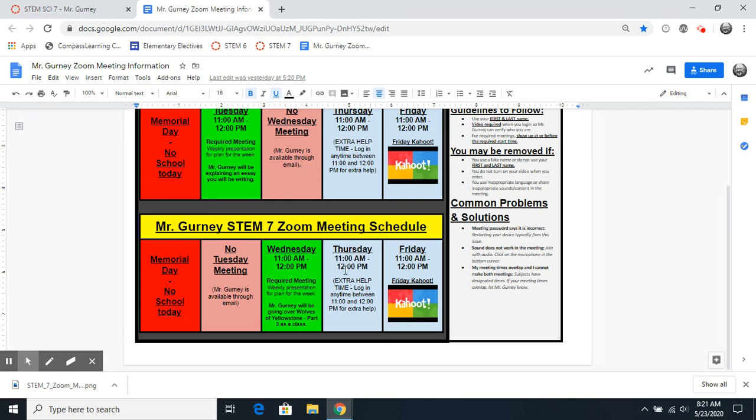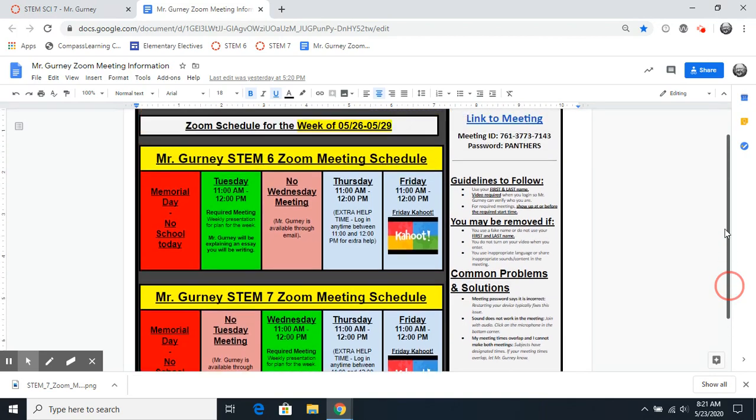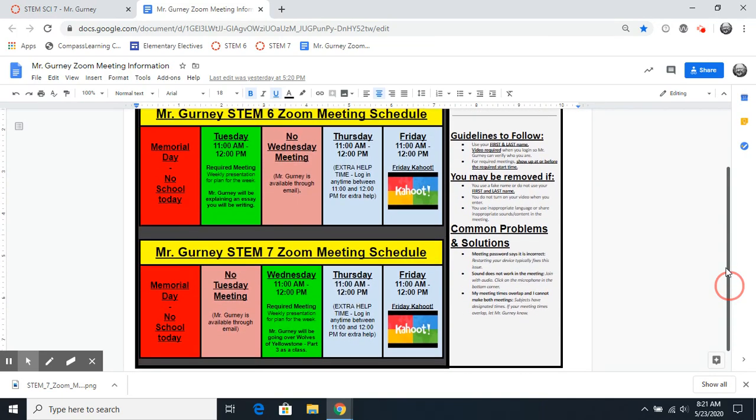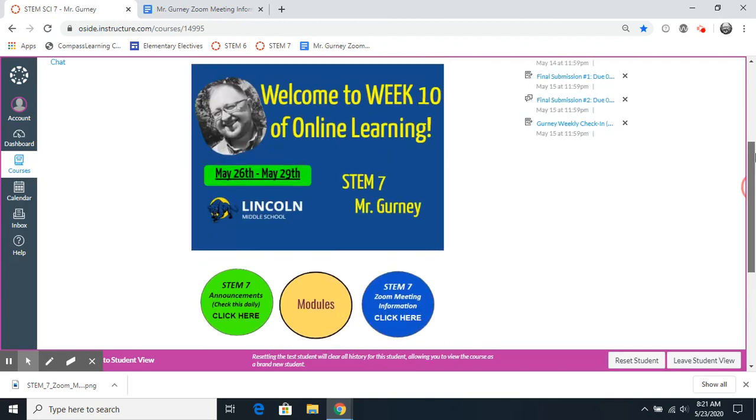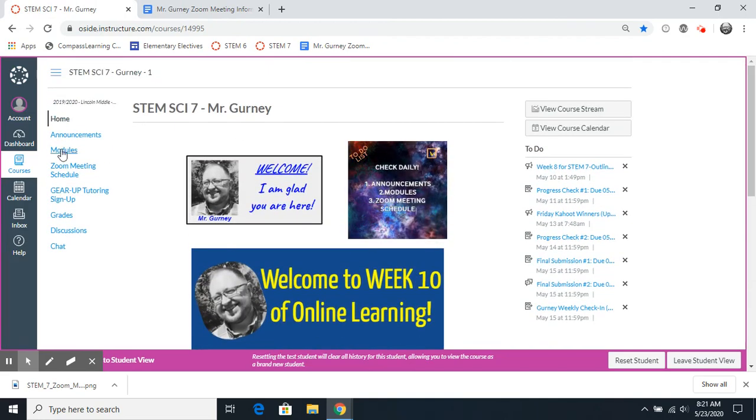Thursday is just a day for extra help. And then Friday, we will have our Friday Kahoot. So if you are curious what we're doing for Zoom, take a look at this schedule. There's only one required meeting this week, and that is Wednesday from 11 to 12. Let's go back to Canvas and look at your lessons for week 10. I'm going to go to modules.